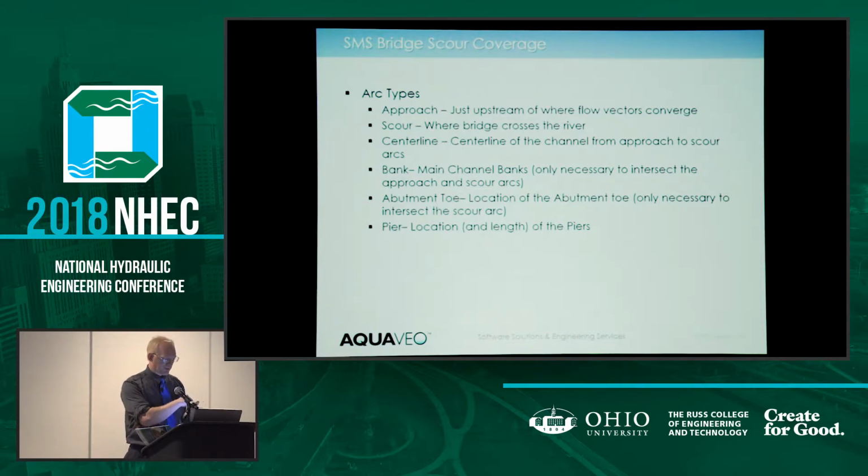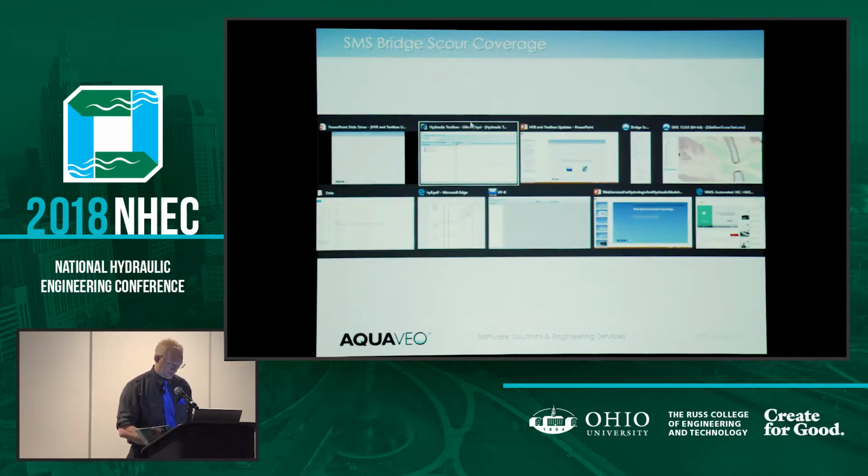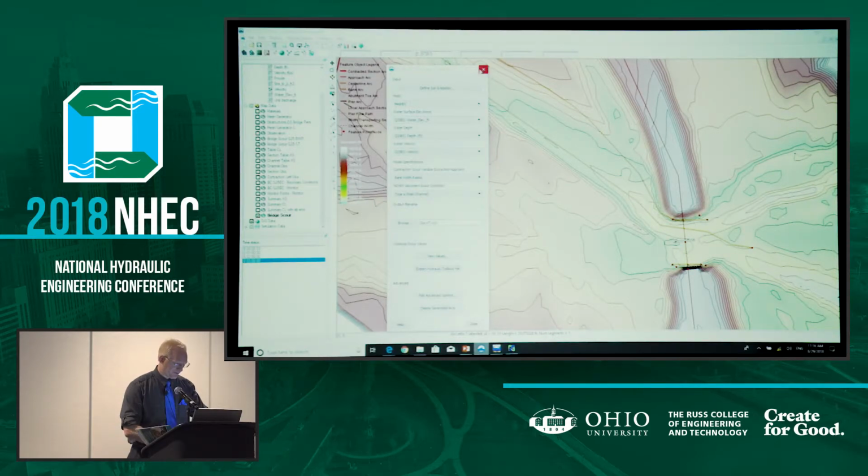And then we're going to have one where the scour, which is where the bridge crosses the river, where we're trying to find what the scour options are going to be. A center line that follows the channel from the approach to the scour arcs. And we're going to have bank arcs that they only need to intersect the approach and the scour arcs. And then you have the abutment toe to demonstrate where your abutment toe is, and this is only important to intersect the scour arc. And then we're going to have pier location, which will also specify the length of those piers. So let's take a look at how we would do this.